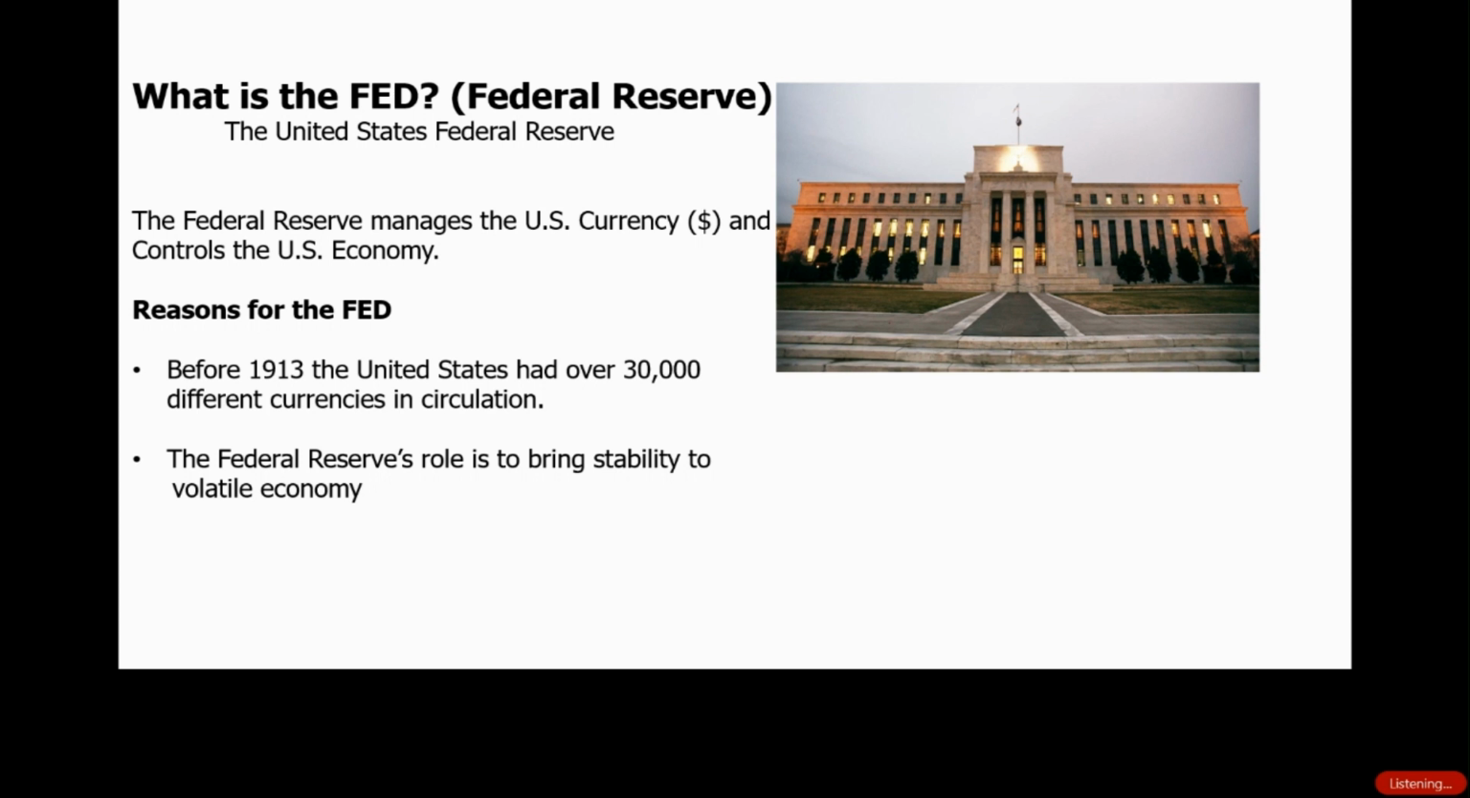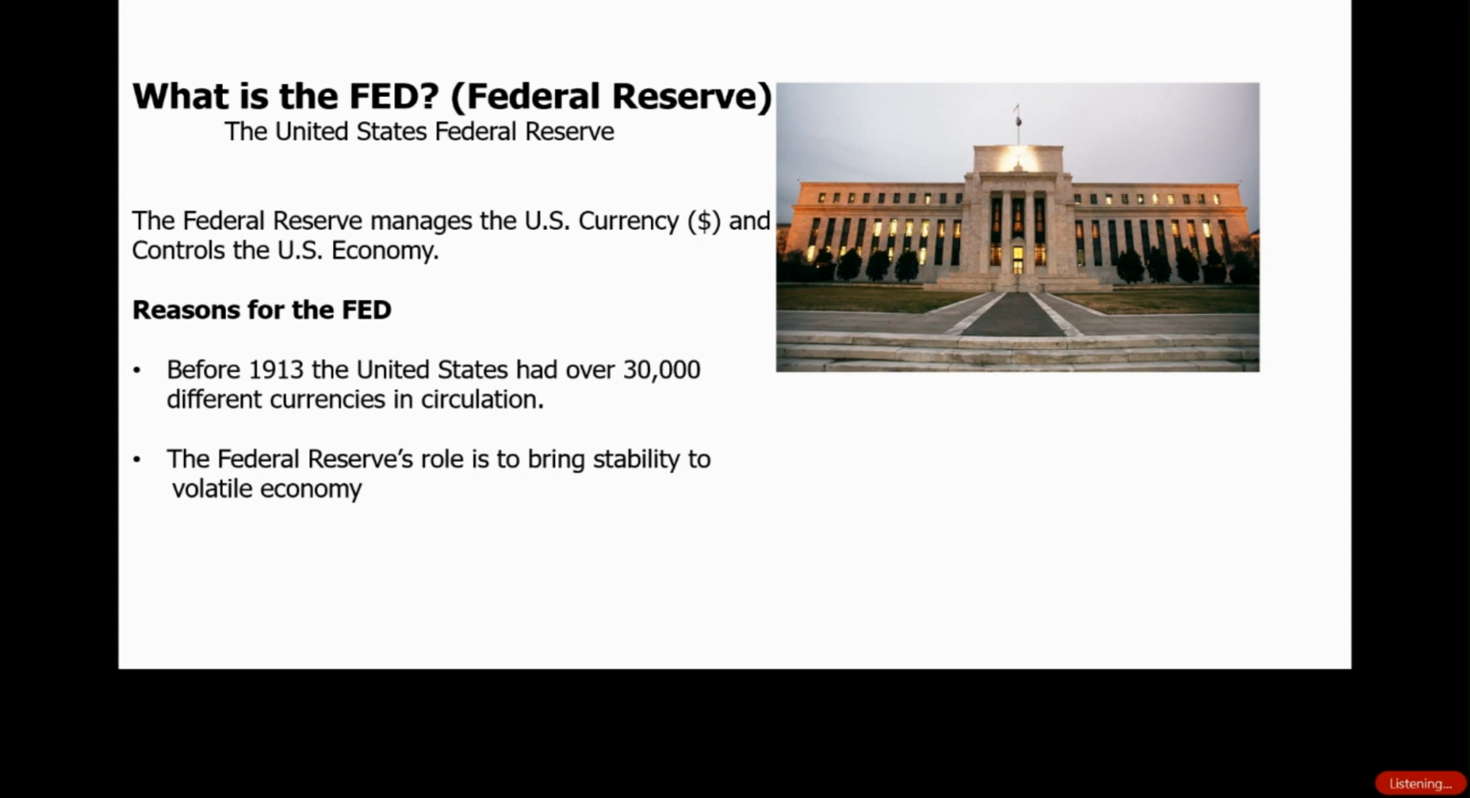And the reason for the Fed, if you go back to prior to 1913, if you went around the United States, you would have found 30,000 different currencies in circulation. Local governments could issue currency, state governments could issue currency, pretty much anyone out there could issue whatever type of currency they wanted. And sometimes the currency would be completely worthless. Sometimes it could actually hold its value, and this led to a lot of unrest throughout the country because there was no regulation or any standards for the rules for creating currency.